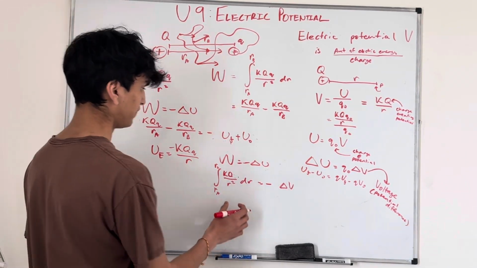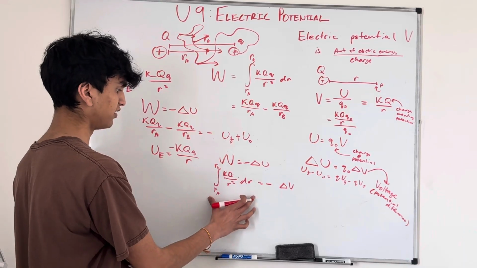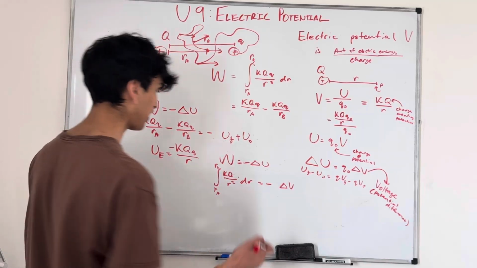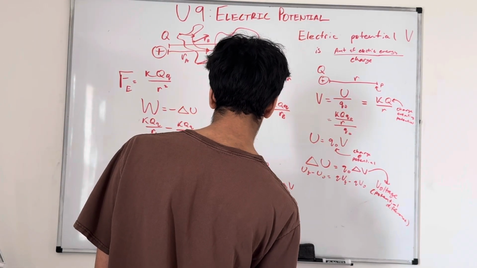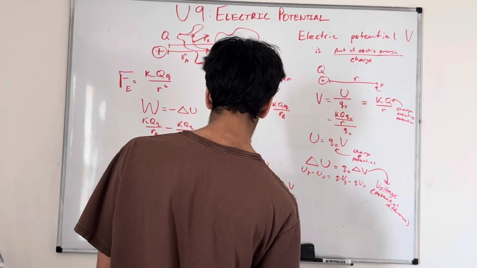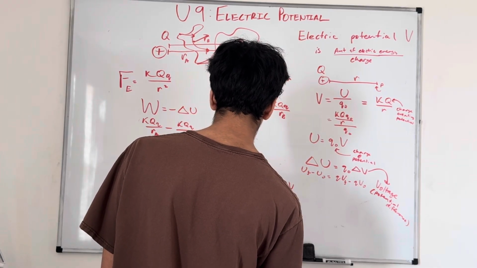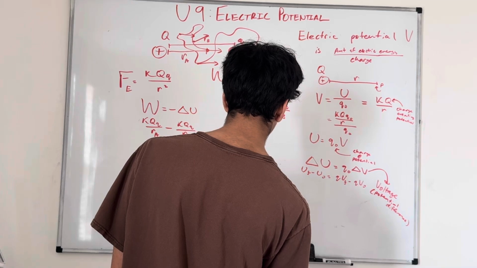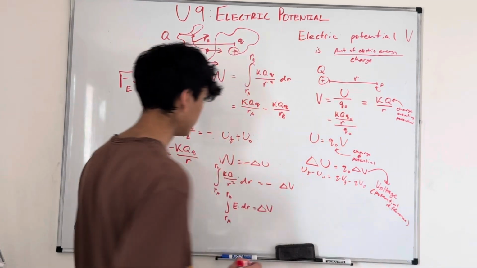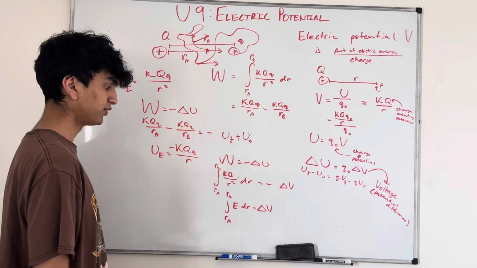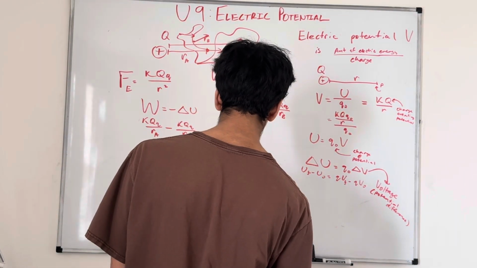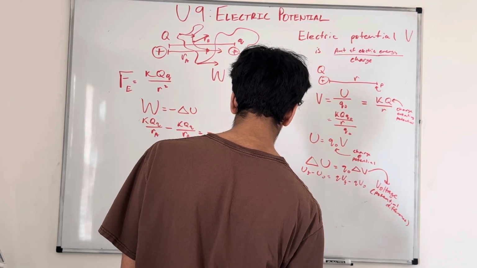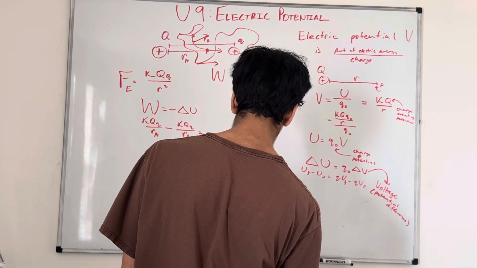You get, now this negative change in V is just equal to this quantity. Well, this KQ over R squared dr, that's just the electric field being integrated with respect to R. So RA to RB, E dot dr is going to equal change in V, right? So for a uniform electric field, if you take that out of the integral, you just get E times change in R equals change in V, which you will see how that kind of comes into play in a second.